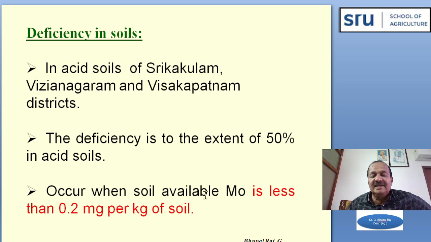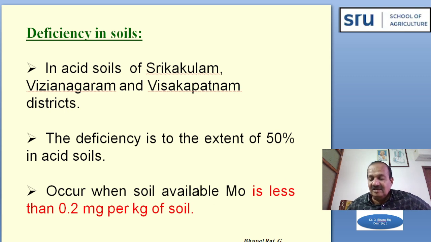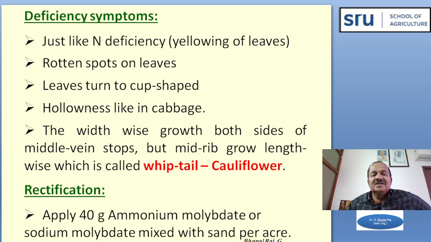If soil available molybdenum is less than 0.2 ppm, that is 0.2 mg per kg of soil, it is called low soil available molybdenum. The symptoms look just like nitrogen deficiency, yellowing of the leaves. But additionally, we have rotten spots on the leaves. This is the main important difference for molybdenum. And the leaves will turn cup shaped. This is another important symptom of molybdenum.